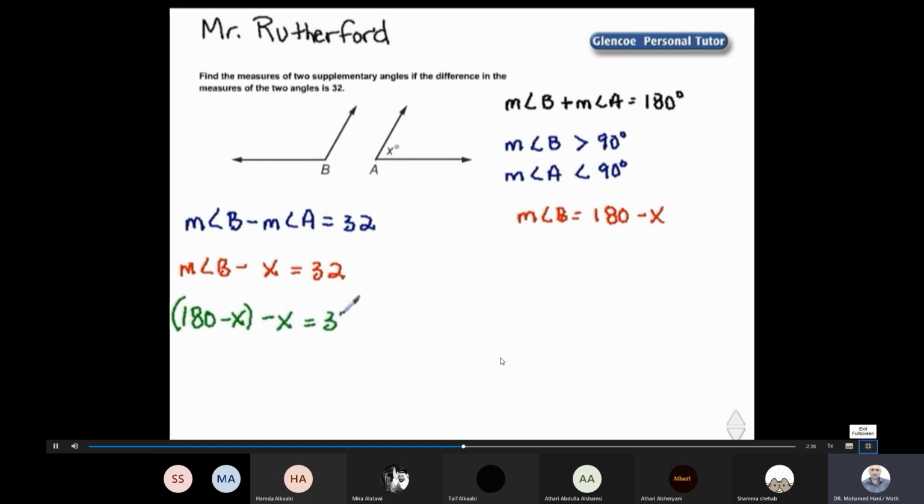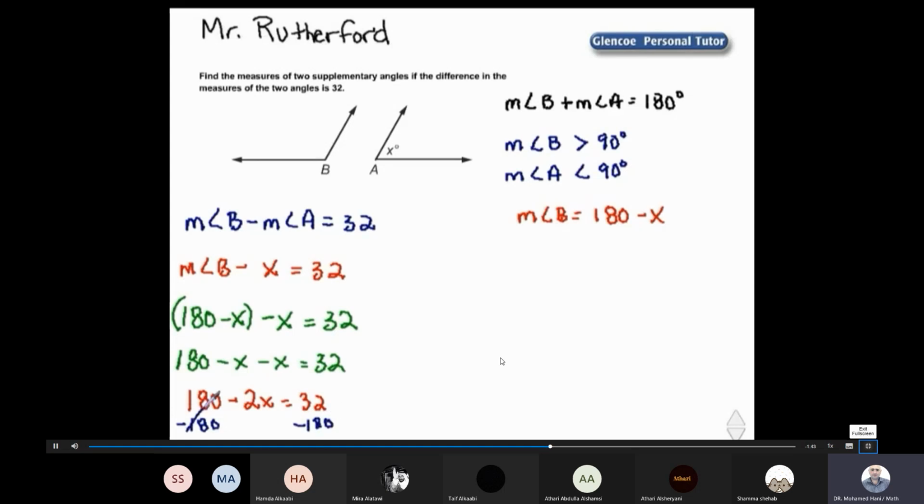minus x again equals 32. Now let's get rid of these parentheses, and so we'll say 180 minus x minus x equals 32, and we can combine these like terms. So this will change to 180 minus 2x equals 32. Now in order to solve this, we need to isolate the negative 2x, and we can do this by subtracting 180 from both sides of the equation.